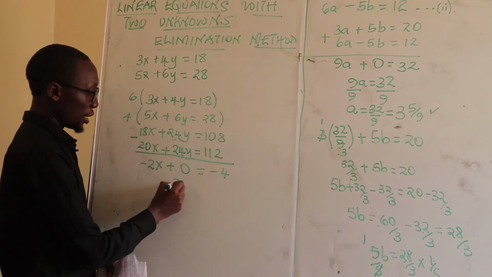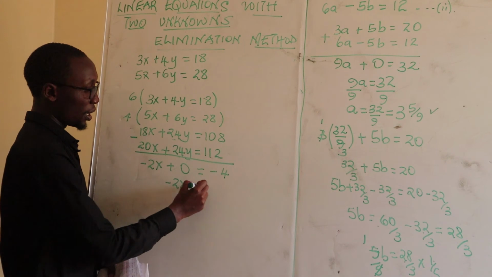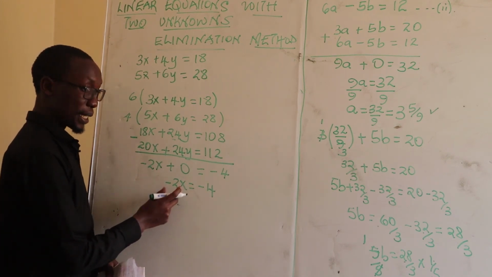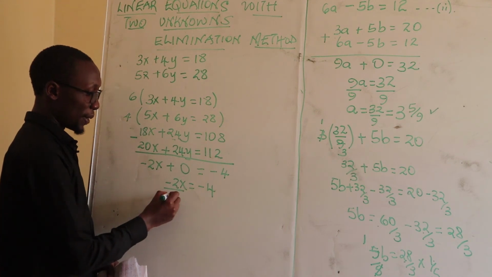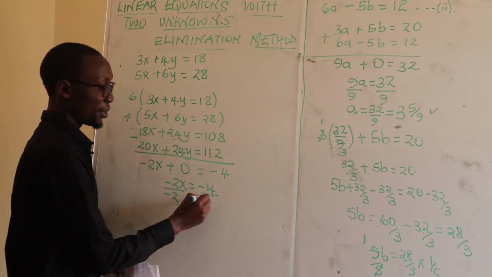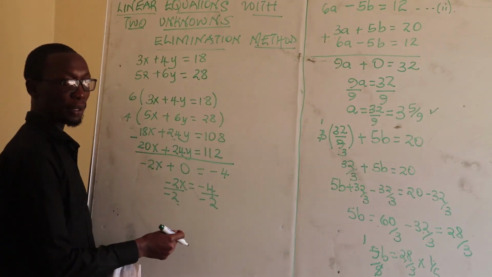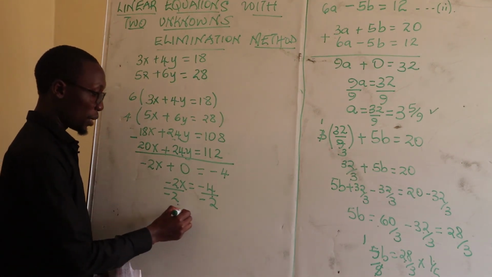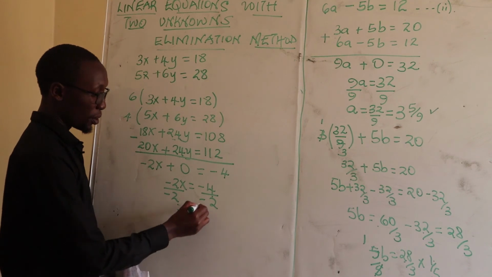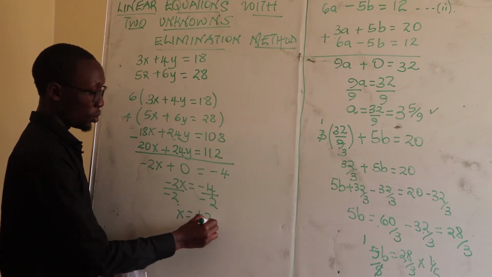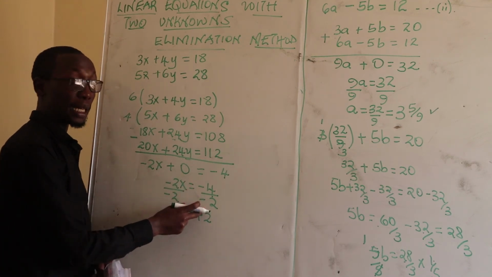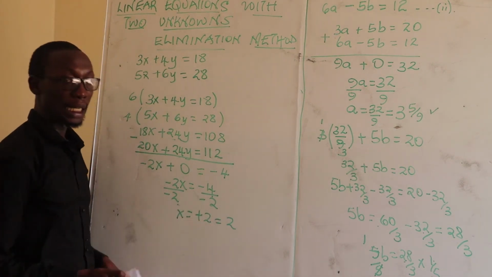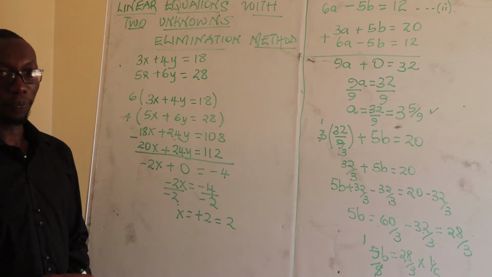And so negative 2x shall be equals to negative 4. In that case, to get the value of x, we divide by the coefficient of x on this side, which is negative 2, and we also divide by negative 2 on the other side. Whatever you do to the left-hand side, you also do it to the right-hand side. So x shall be equals to positive 2, since negative divided by negative gives you positive, which can also be simply written as 2.